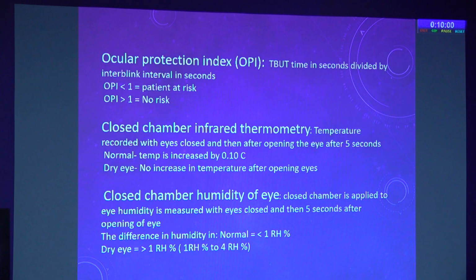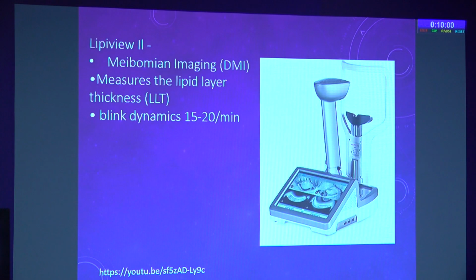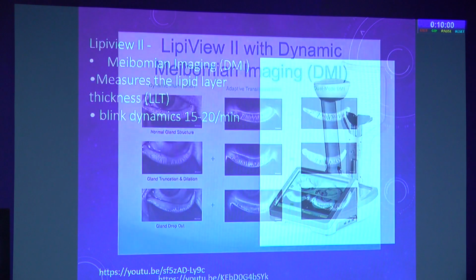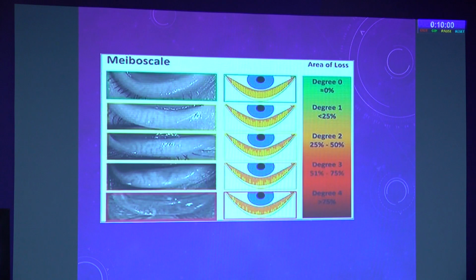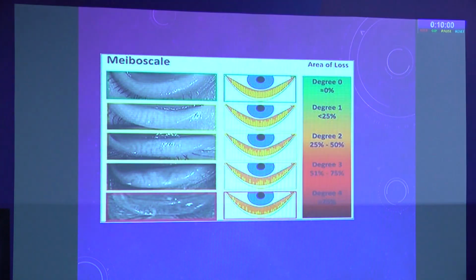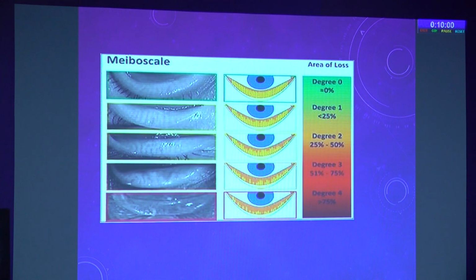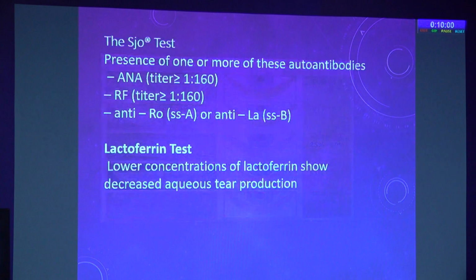The other tests are: we can use meibomian gland imaging, to measure the lipid layer thickness and the blink dynamics. We can assess the meibomian gland according to the structure, normal gland structure or gland dropouts. We can use that to assess a meiboscale according to the distribution of the gland, degree 0 to degree 4, according to the degree of meibomian gland loss.